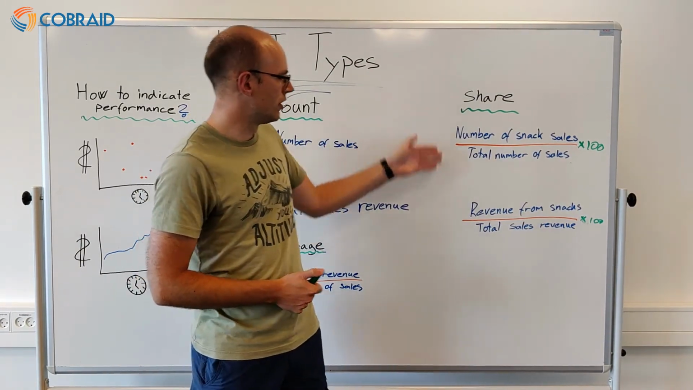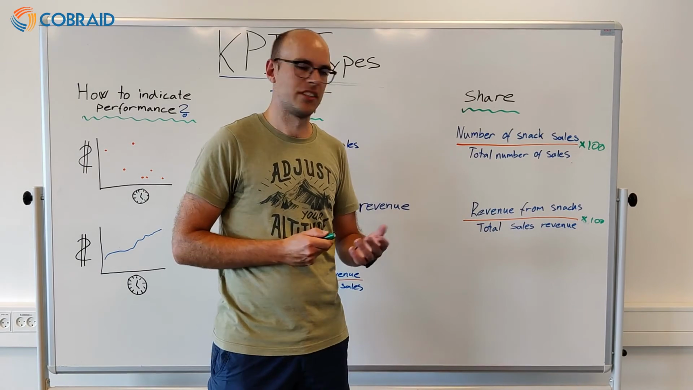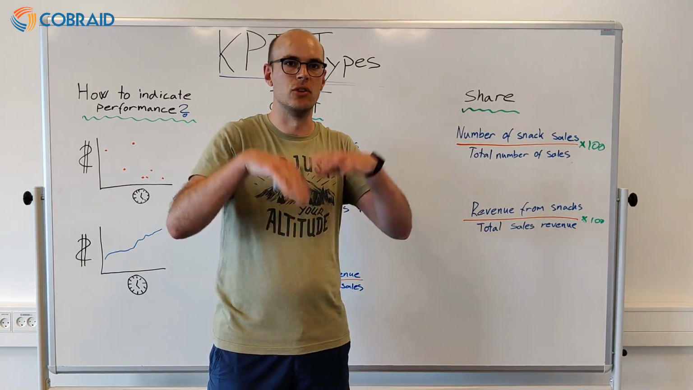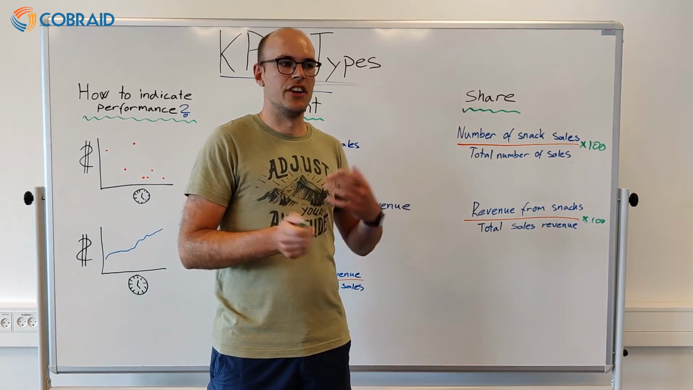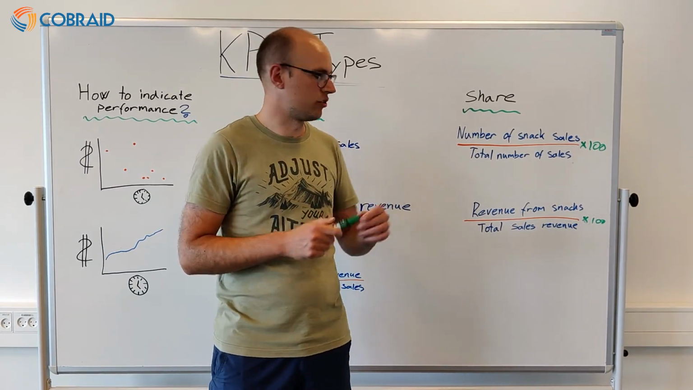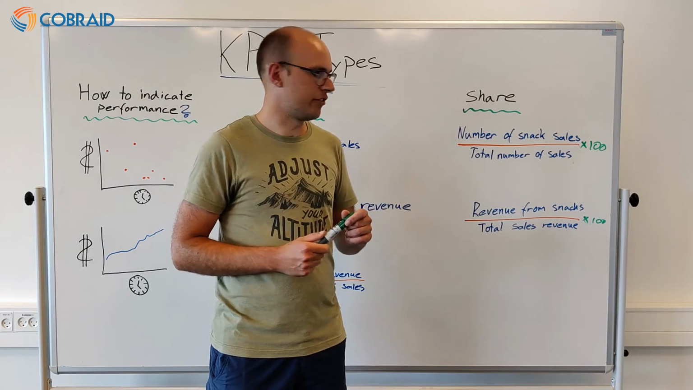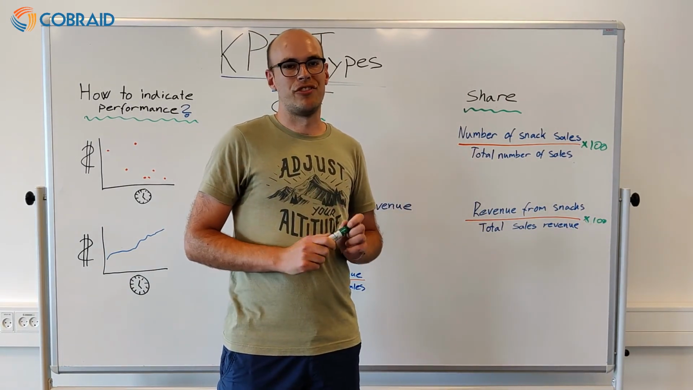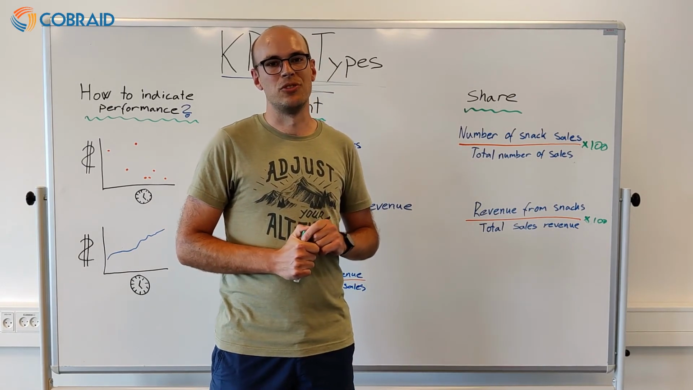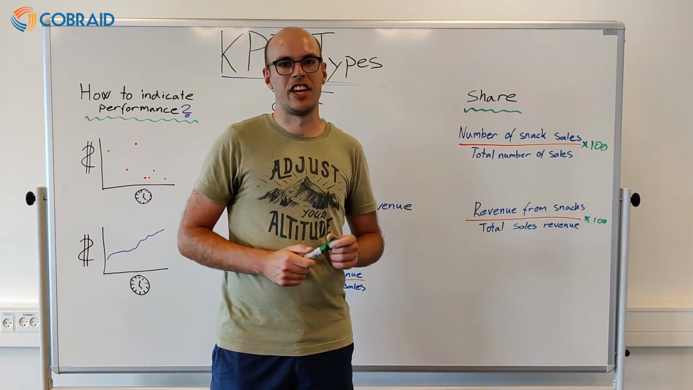Now, if we look at those two, we can see that they tell different stories, and they are both a part of the overall picture. So to get the full picture and to understand the shop in general, or to understand this matter of snack sales, we need both of them. But that is a subject for another video that we look into the sets of KPIs you need.